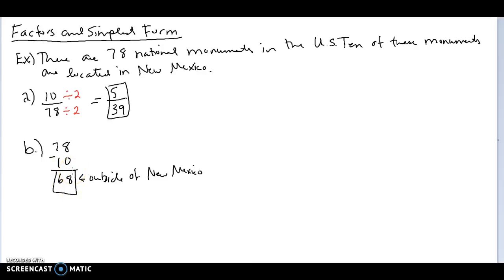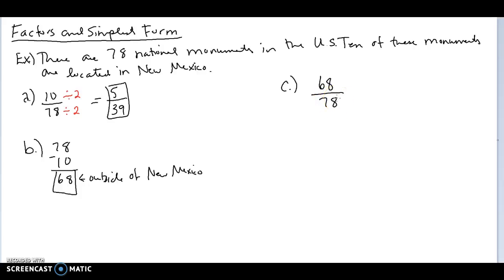And guys, typically when they ask you to do a question like this, they're getting ready to use that part in part C, which if we go to part C, the question now says, okay, write the fraction of the national monuments found in the states other than New Mexico. So what happens is if we're looking for everything but New Mexico, we're going to use our answer from part B. So it's going to be 68 because that's all the monuments found outside of New Mexico. And I'm going to divide that, of course, by how many monuments we had in the U.S. And that was, of course, a total of 78.